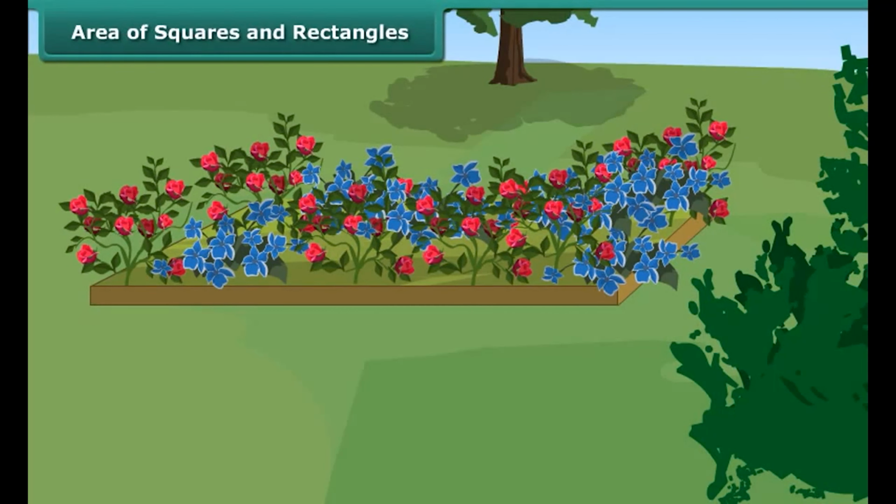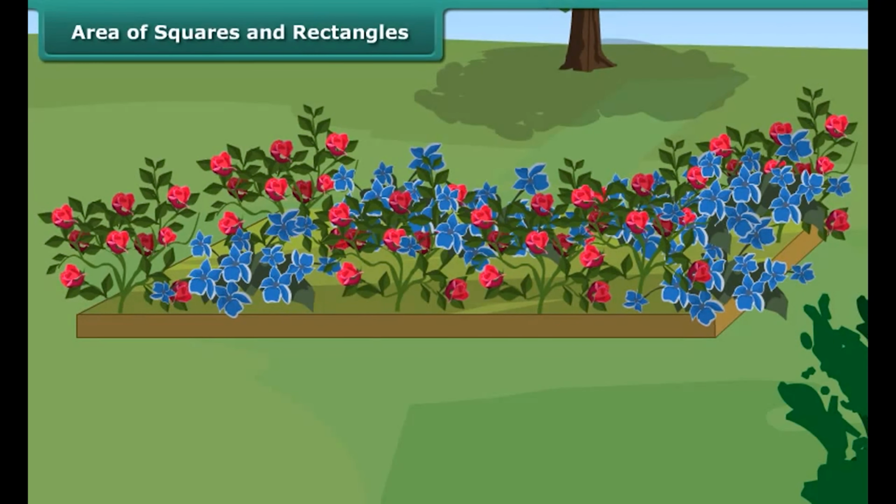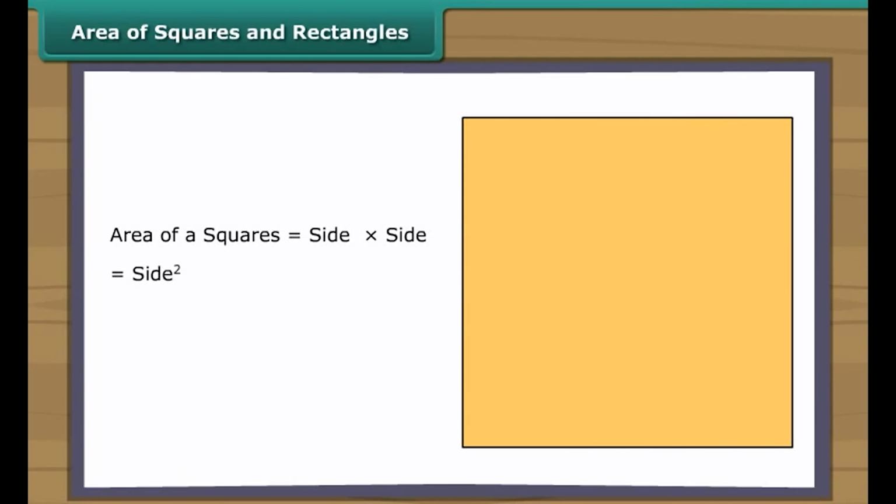Area of squares and rectangles. Students, can you identify the shape of the flower bed in the park? It is the shape of a square. A square is a four-sided closed figure with equal sides. Can we find the area inside the flower bed? Yes, if we have the measure of any one side, we can find the area. The area of a square is the square of its side.